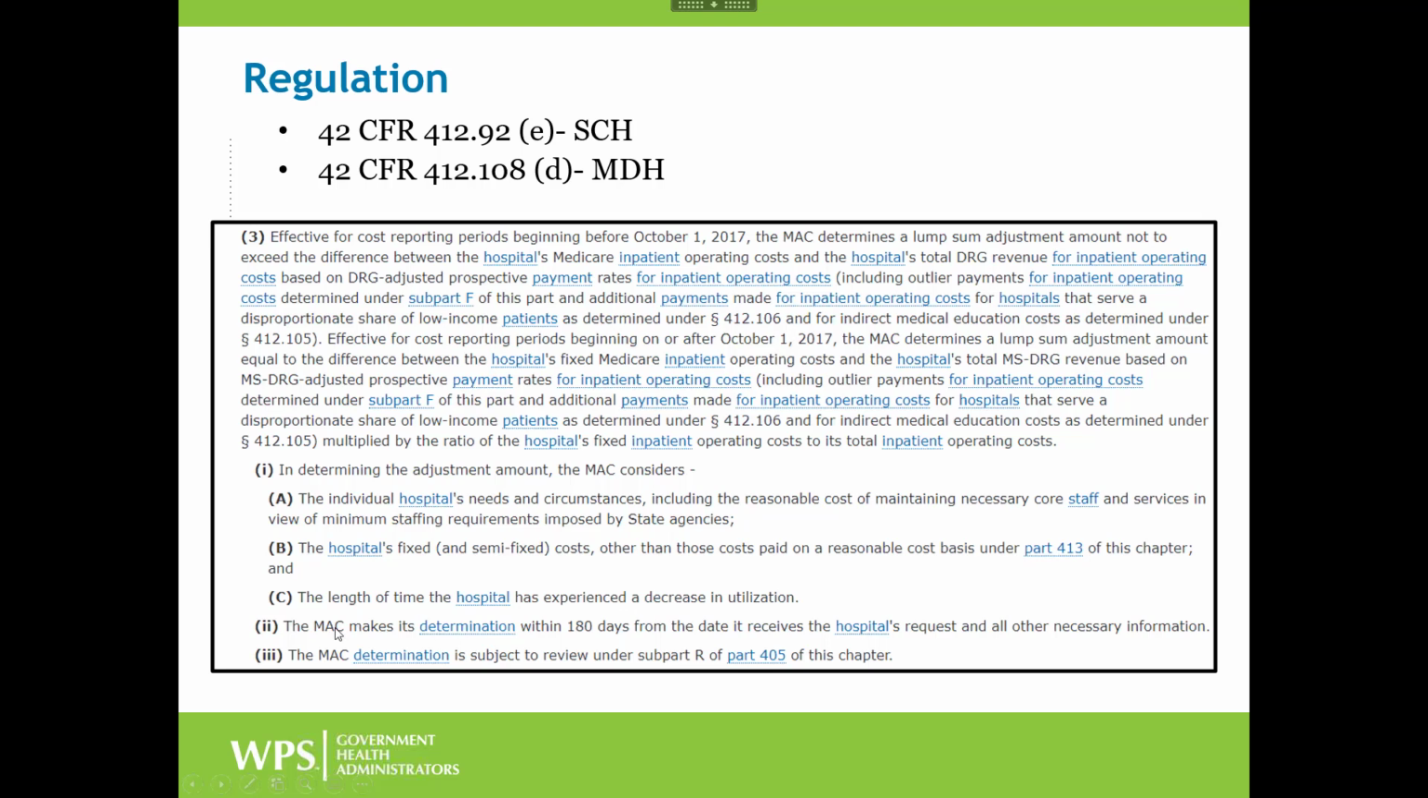Now, the MAC, once we get the information, we have 180 days to review the request. And, of course, this is an appealable item. It's subject to review under the appeal regulations.